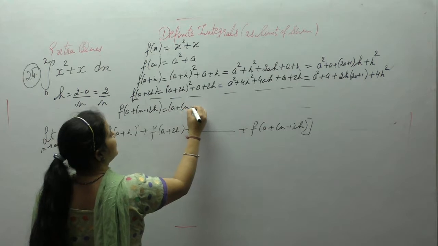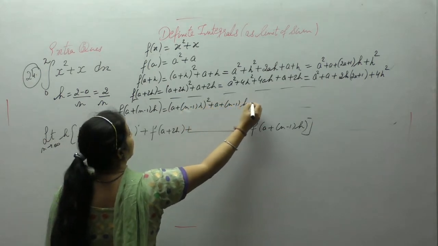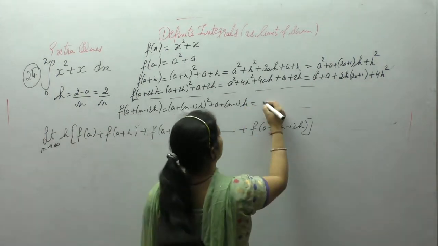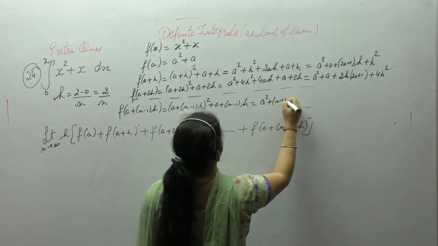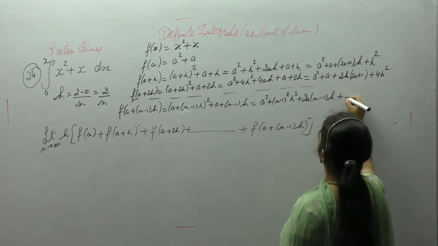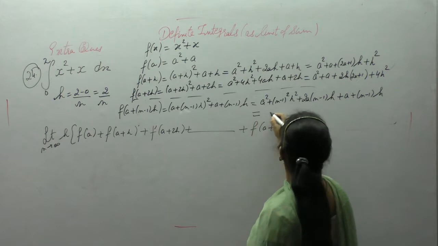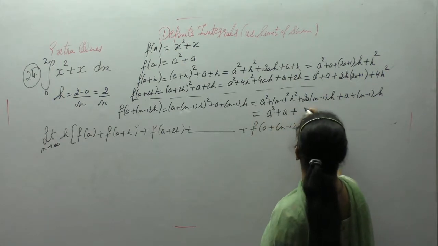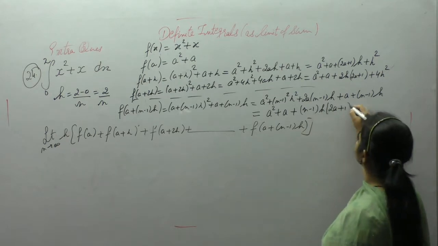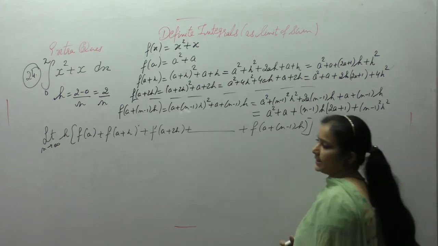(a plus (n minus 1)h) whole square plus a plus (n minus 1) into h. Now open the bracket: a square plus b square plus 2ab, plus a plus (n minus 1) into h. a square plus a, (n minus 1) into h, (2a plus 1), plus (n minus 1) square and h square.